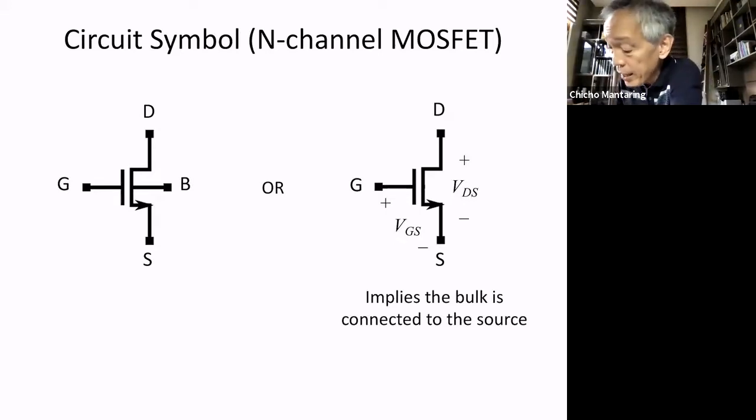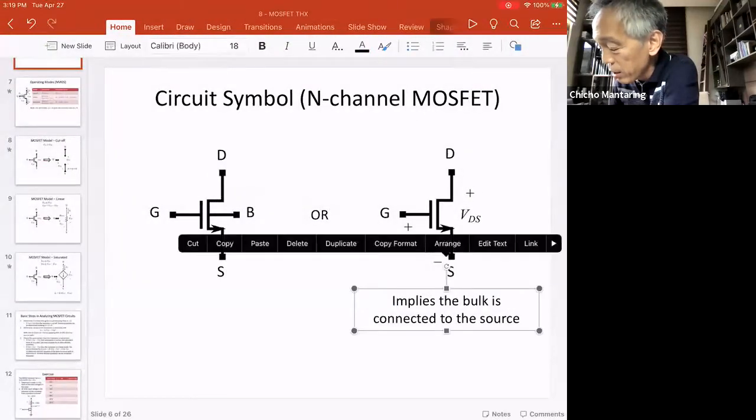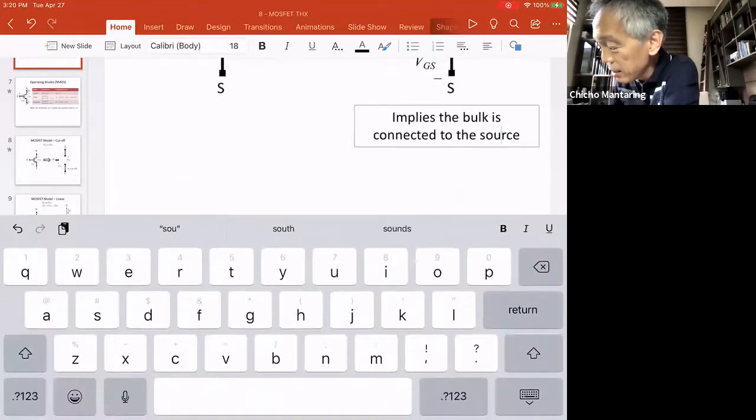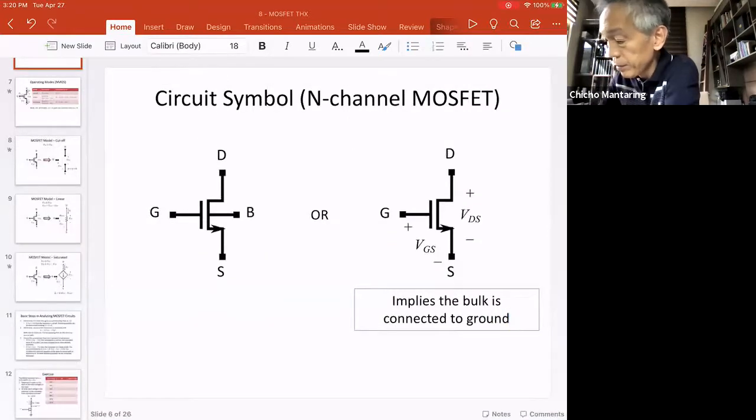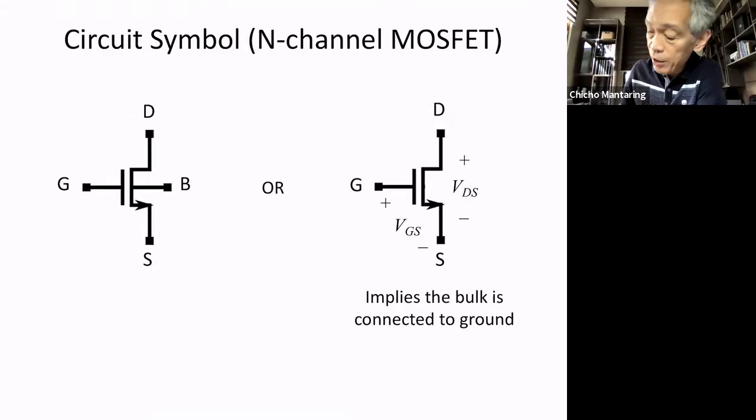Now, it's not always the case, no? Sometimes by default, the bulk is connected to ground, but the source is not connected to ground. No? So when you see this, this just implies that the bulk is connected to ground. Maybe I should change this. Let me change the slide. This is more correct. Mas tama ito. Implies that the bulk is connected to ground. So pag nakita nyo to, ibig sabihin the bulk is not connected to anything. Pag nakita nyo to, it implies that the bulk is connected to ground.